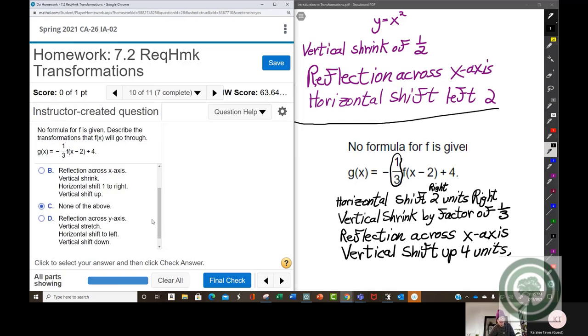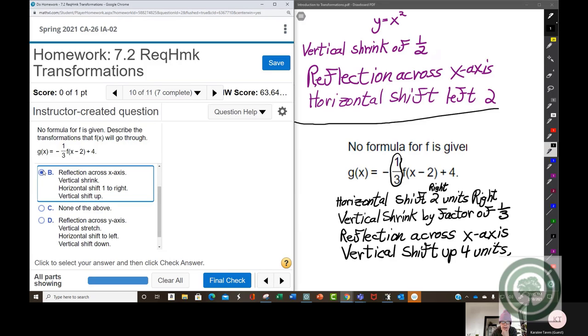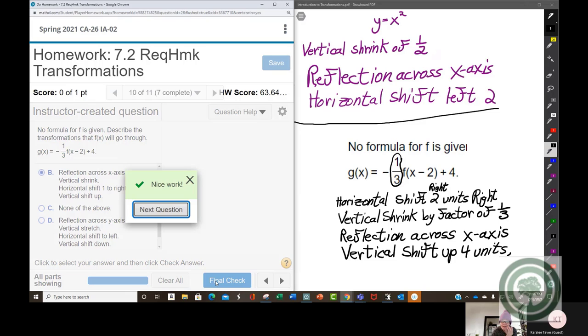Please try again. All right. Reflection across the x-axis, check. Vertical shrink, check. Horizontal shift of 1 to the right, no. And vertical shift up. How much do you want to bet they've got the number wrong and this is the answer? I'm going to click on B, but I know it's wrong. There you see, they made a boo-boo, so I have to remember to report it, because that'll mess everybody up. Well, darn, what a lovely way to ruin my day.